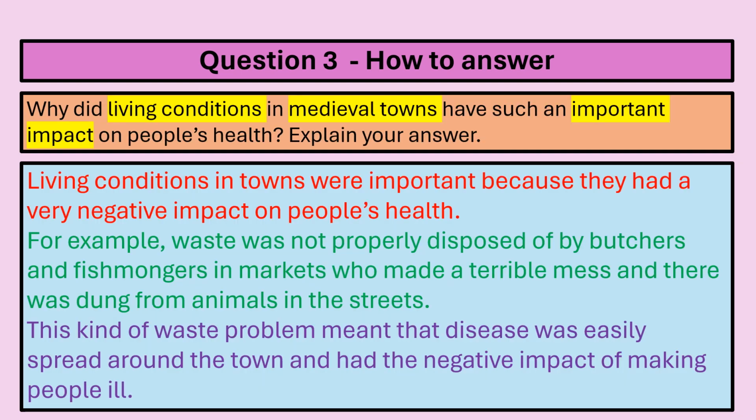So let's look at the question from the 2019 paper. Why did living conditions in medieval towns have such an important impact on people's health? Explain your answer. Again, I read the question and I underlined and highlighted the key words in the question. Living conditions in any period make me think about housing, water, waste, diet. Medieval towns makes me think about the period 1250 to 1500.